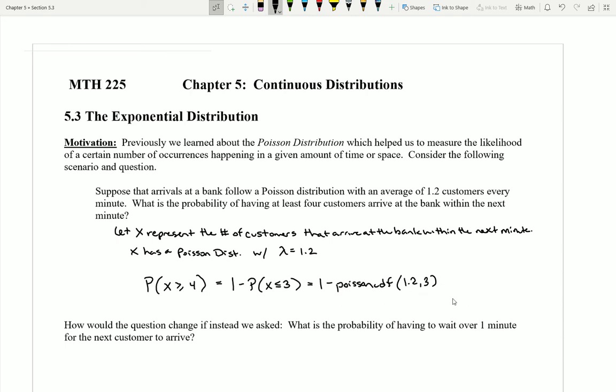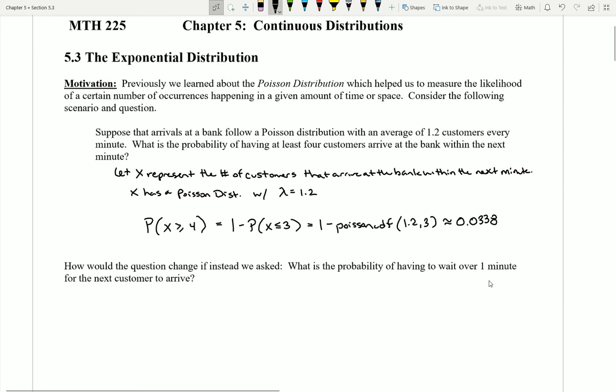If I went to a calculator and crunched this, you could confirm that I get 0.0338. So it's not strange to see how I might visualize this problem as a Poisson distribution and work through it. But what is interesting is what would happen if I changed this question? What if I reworded it and asked, what's the probability of having to wait over 1 minute for the next customer to arrive?